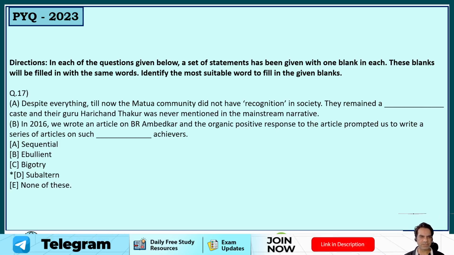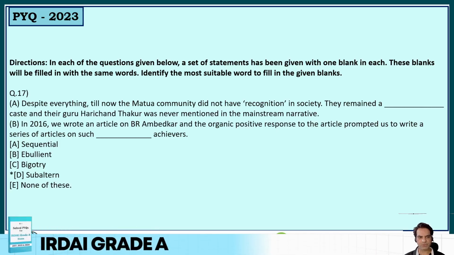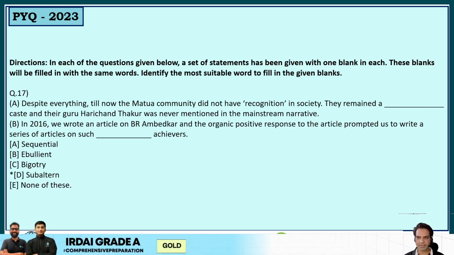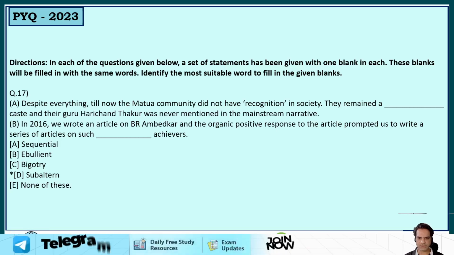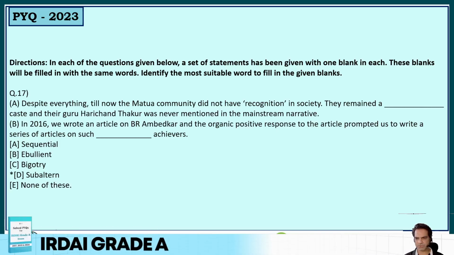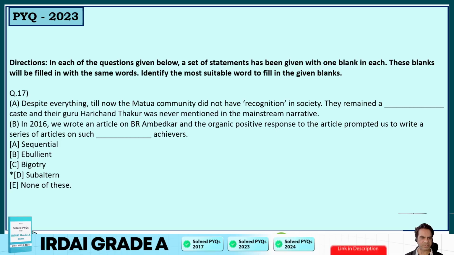So we are given a word, and we have to find which word can fill both the blanks. Let's read the questions. Despite everything till now, the Matua community did not have recognition in society. They remained a dash caste, and their guru Harichand Thakur was never mentioned in the mainstream narrative. In 2016, we wrote an article on B.R. Ambedkar, and the organic positive response to the article prompted us to write a series of articles on such dash achievers.